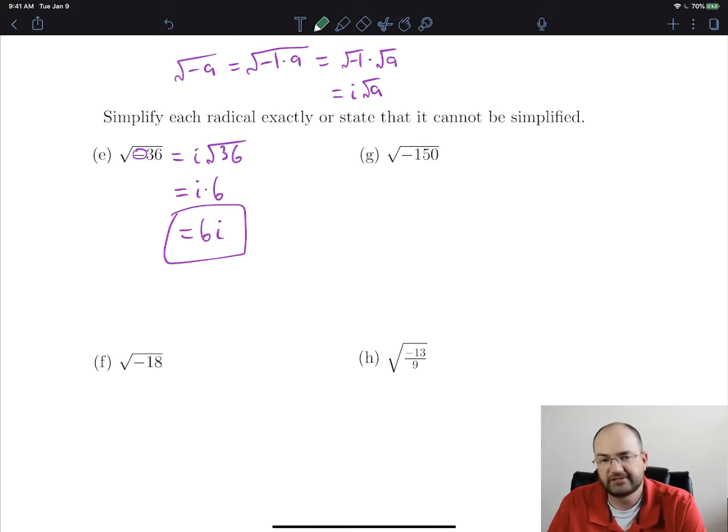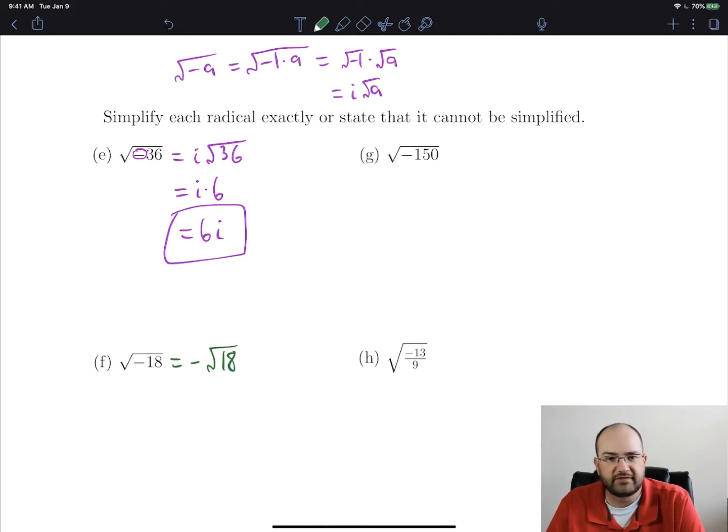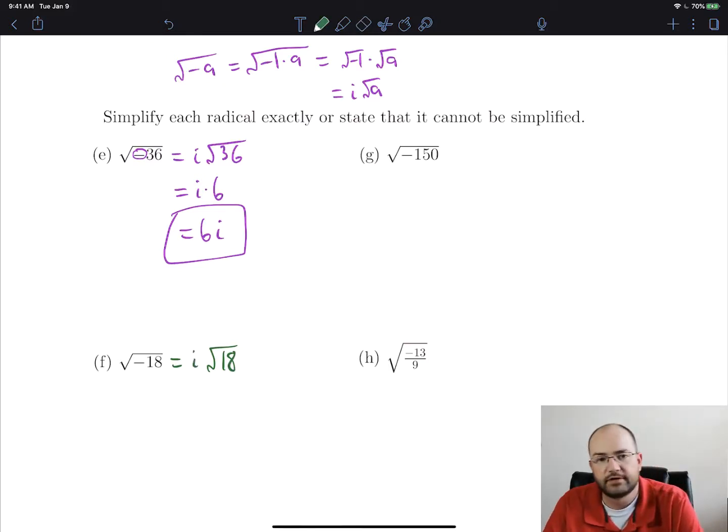Excellent. Let's look at f. Square root of negative 18. Again, we have a negative. And so we now just need to simplify, there we go, that's better. So it gives us an i square root of 18. So we now just need to simplify the square root of 18.